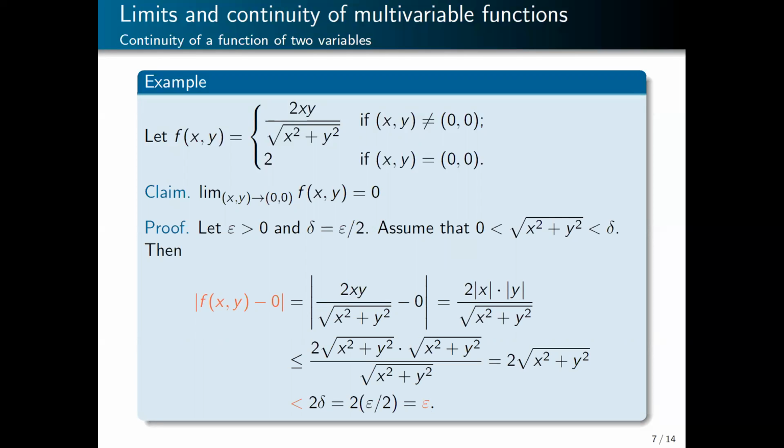This shows that the absolute value of f(x, y) minus 0 is less than epsilon whenever the square root of x squared plus y squared is less than delta but greater than 0. Hence, the limit of f(x, y) as (x, y) approaches the origin exists and is equal to 0 as claimed.